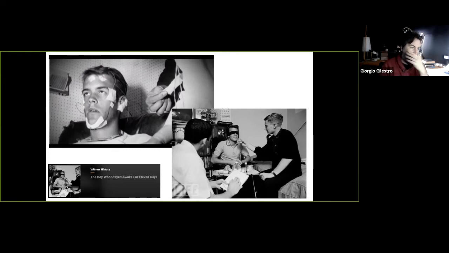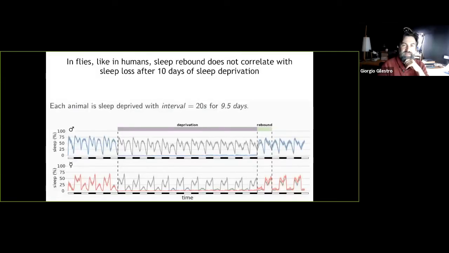So what happens with flies? We've done the same experiment. We did the Randy Gardner experiment with Drosophila. We started chronic sleep deprivation when they were about 7-8 days old, and then we went on for about 10 days, same as Randy Gardner. And we stopped the sleep deprivation after 10 days, and then we looked at rebound on the morning after.